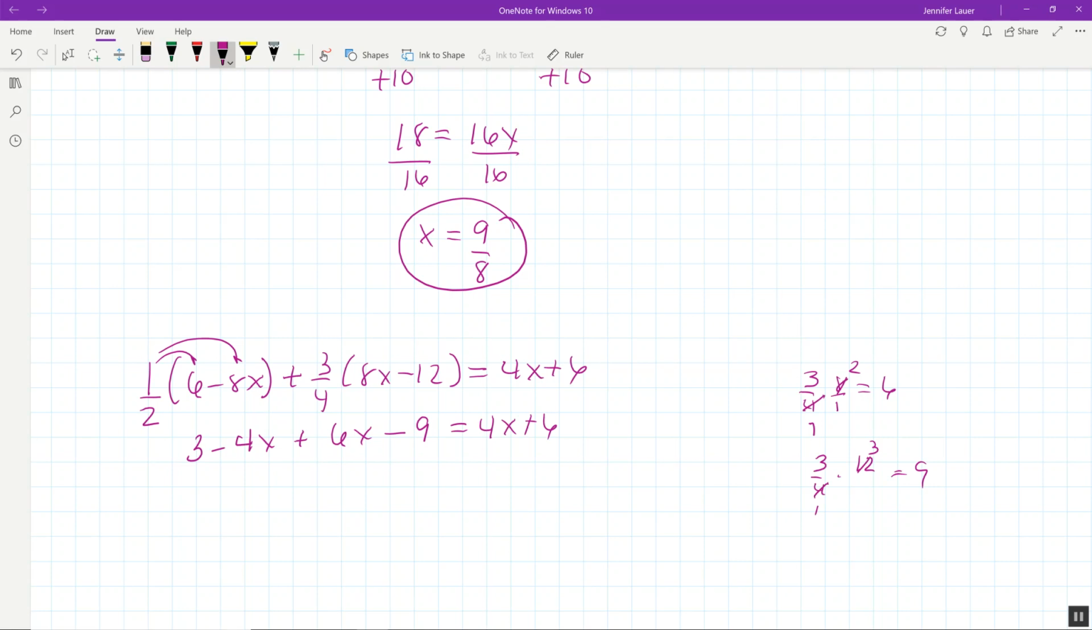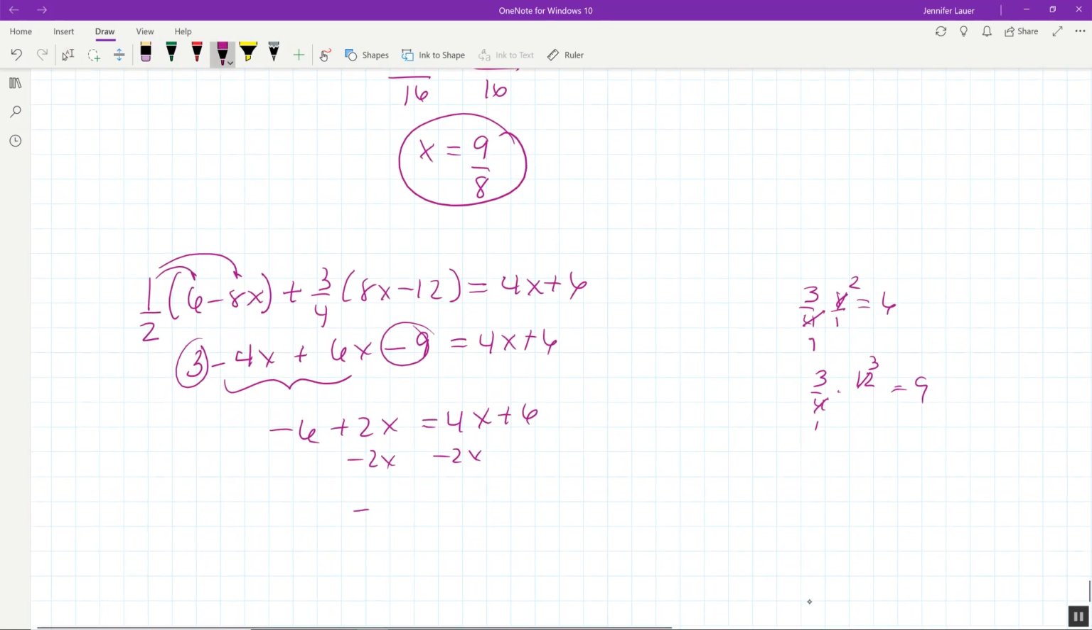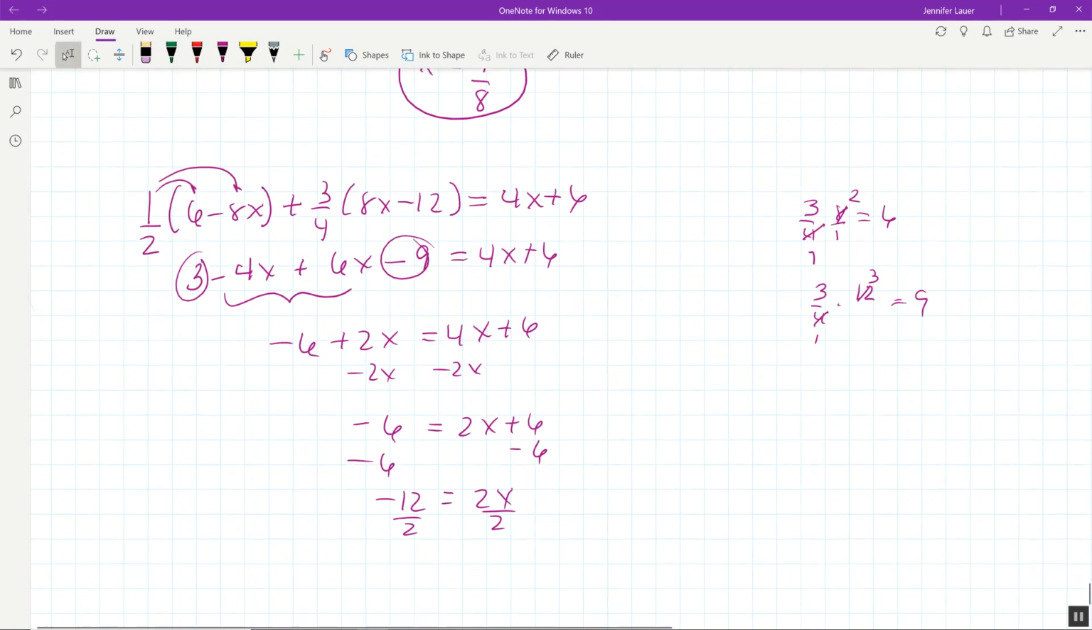is 9. And that's where we get the minus 9. Now I'm going to combine like terms on either side. So 3 minus 9 is negative 6. And negative 4x plus 6x is a positive 2x. So I'm going to subtract 2x from both sides. So negative 6 is equal to 2x plus 6. I'm going to subtract 6 from both sides. And then I'm going to divide both sides by 2. And x is equal to negative 6. And that is the end of solutions of equations.